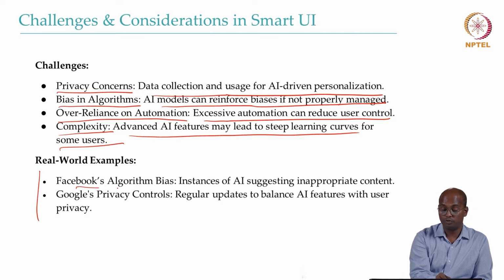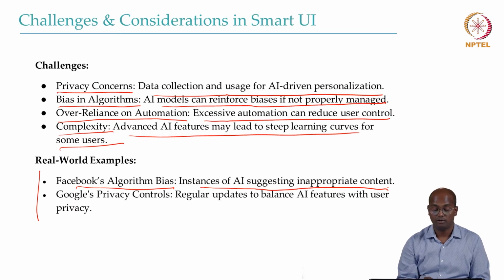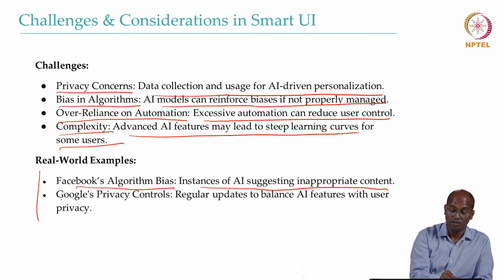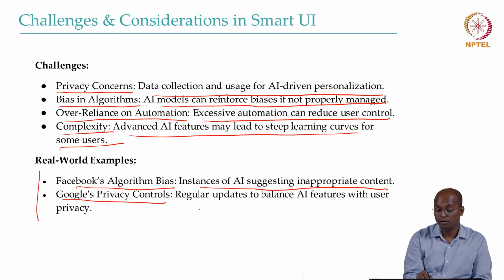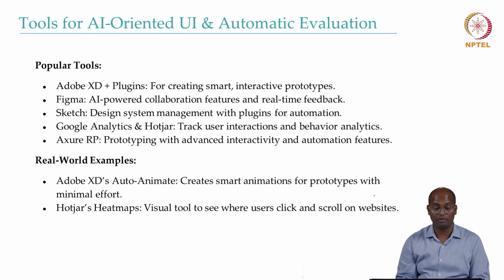Examples are Facebook's algorithm bias, an instance of AI suggesting inappropriate content, and we have seen that it's not only on Facebook but also on many e-commerce websites. And Google's privacy controls, with regular updates to align AI features with user privacy.